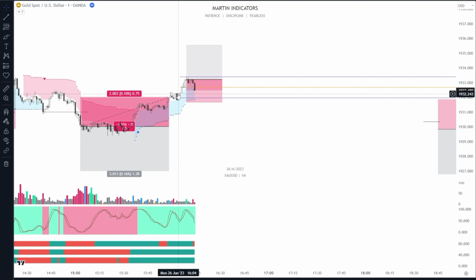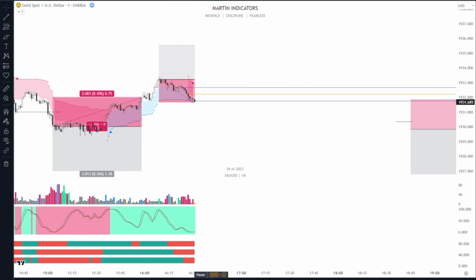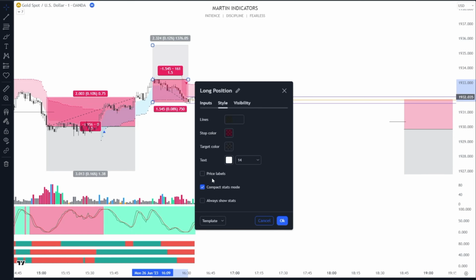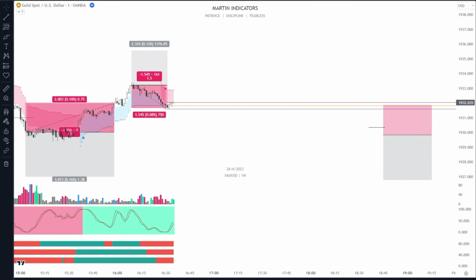Here we go, breakout, signal candle, trade candle. You see, we just broke out, signal candle, trade candle, stop limit long, stopped out, back to back two losses. It's okay. Let's move further.